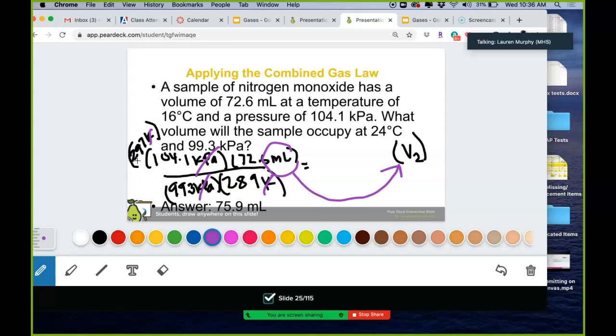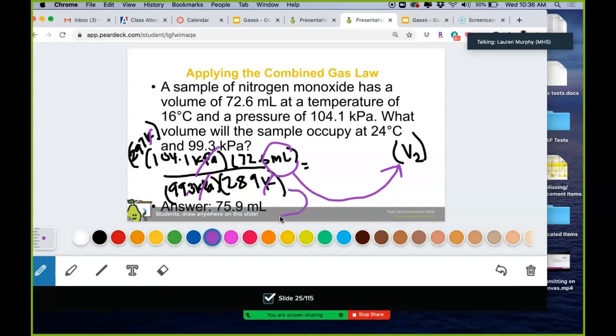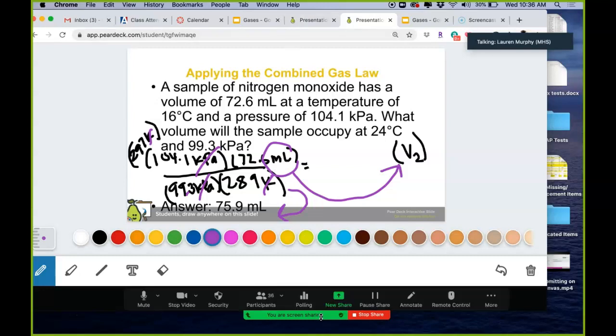So calculator trick. Do 297, hit your multiply button, 104.1. Hit your multiply button, 72.6. Then you hit your divide button, 99.3. And then you hit divide again, 289, because both of those are in the bottom. That's the easiest way to get away with not having any calculator issues. And your answer is 75.9 milliliters. Okay. Questions?